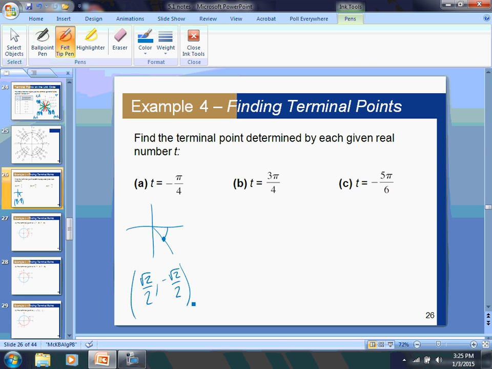Okay. Now for part B, we've got 3 pi over 4. I always like to draw just a little axis and kind of draw in my unit circle where I'm going. Okay, so 3 pi over 4, let's say I'd have pi over 4, that's 1 pi, 2 pi, 3 pi over 4. So I'm right here. Okay, I'm at that 45-degree angle, but I'm in the second quadrant now. So it's still going to be square root 2 over 2 and square root 2 over 2, except I have to be negative and then positive to get to that point. So negative square root 2 over 2 and then positive square root 2 over 2.